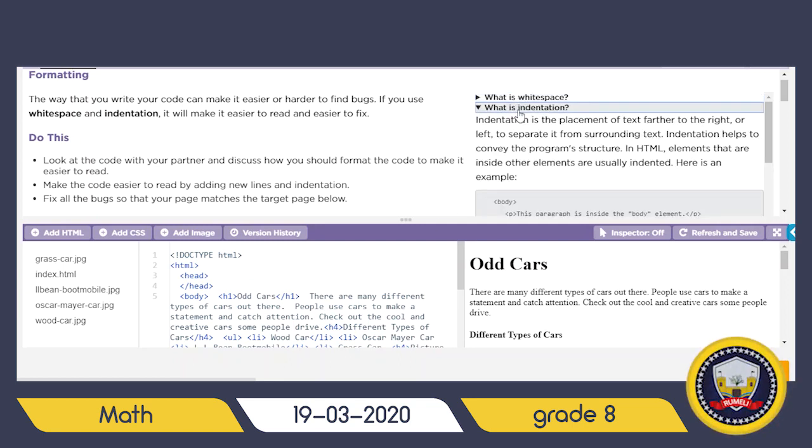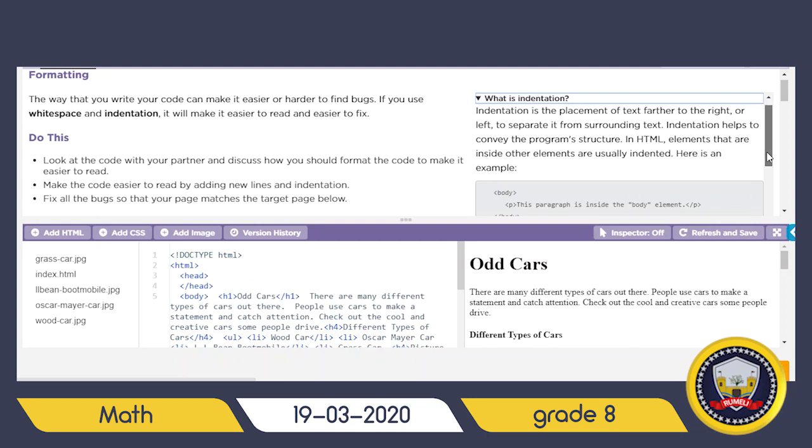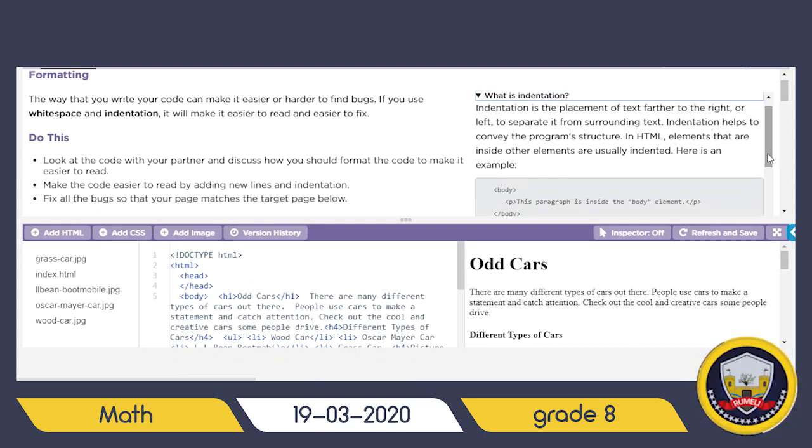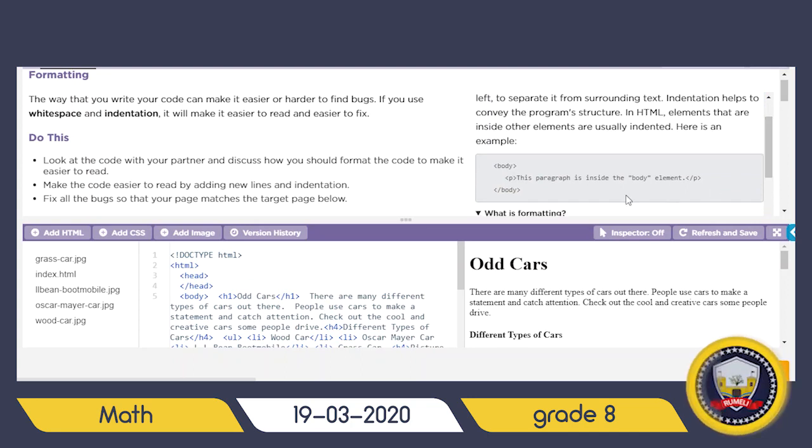The next one is indentation. Indentation is the placement of text further to the right or left to separate it from surrounding text. Placement of your text far to the right or far to the left to separate it from the surrounding text. Example, this is indentation. When you separate your text, for example, this P, the paragraph, was separated from the body and it was aligned to the left.